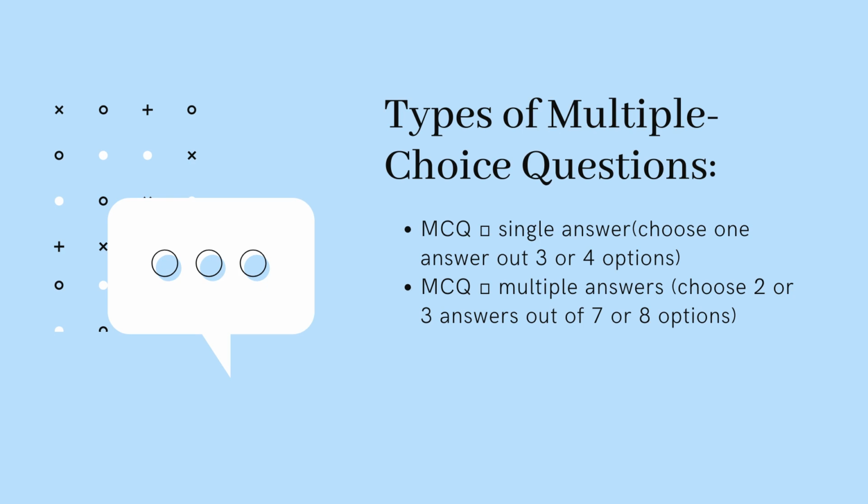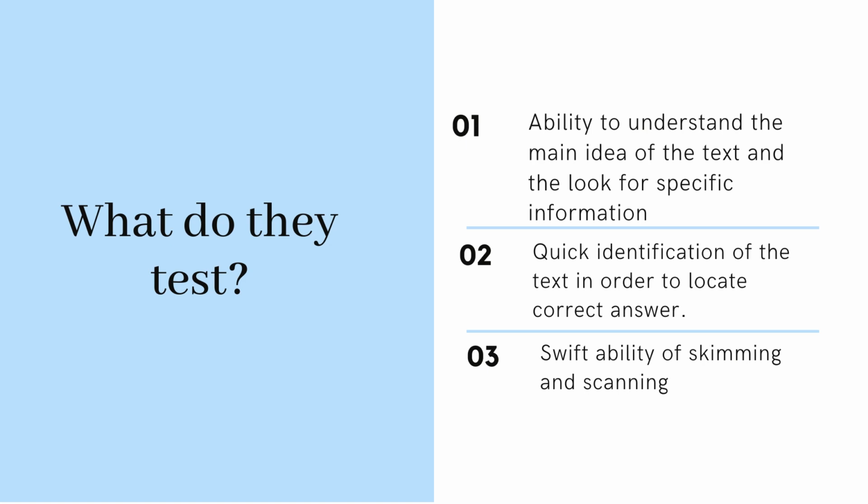Now, you guys may have a question: what do they test with multiple choice questions? Firstly, they check your ability to understand the main idea of the text, and how much useful information you look for in the passage. Then comes the quick identification of the relevant text in order to answer. Lastly, your ability to read and watch for detail to find the correct answer within the given text is tested.